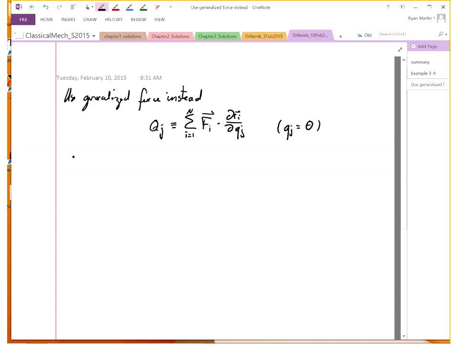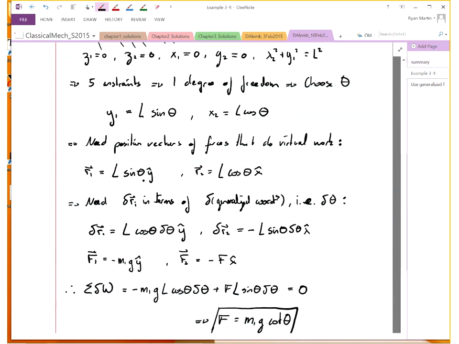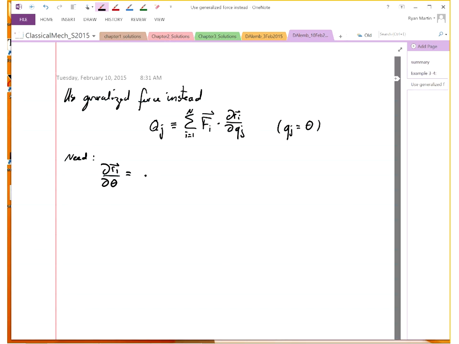So what we need is ∂R1 by ∂theta. So ∂R1 vector by ∂theta. If I look at my R1 vector that I have here, it's L sine theta y hat. So d by d theta of that is going to be L cos theta y hat.